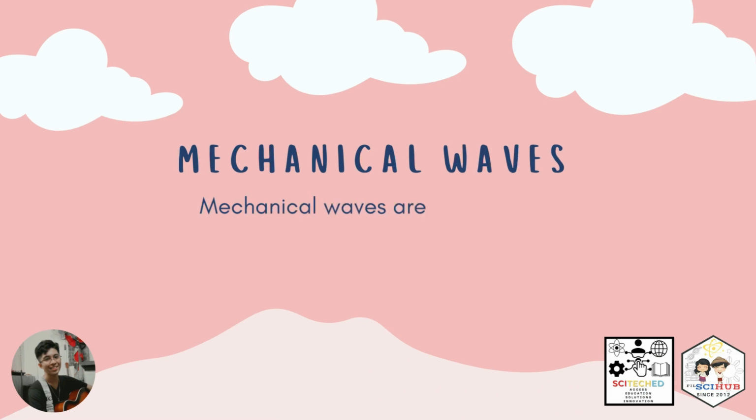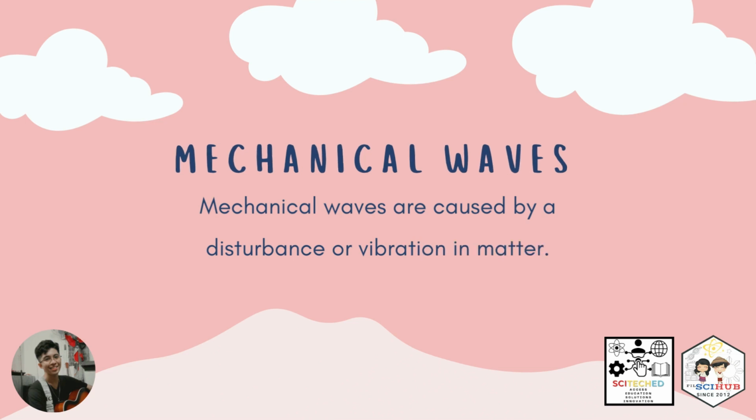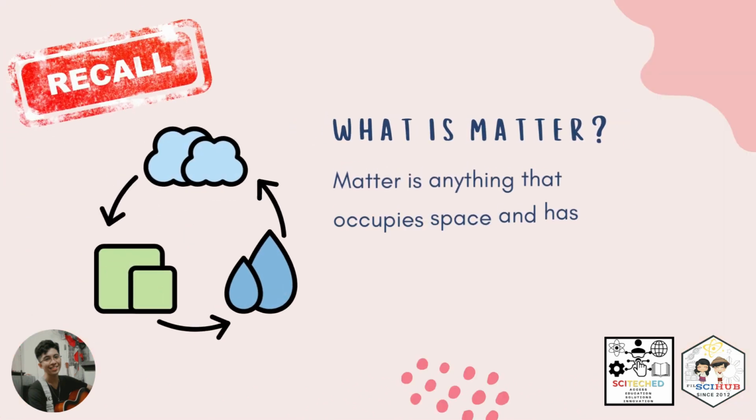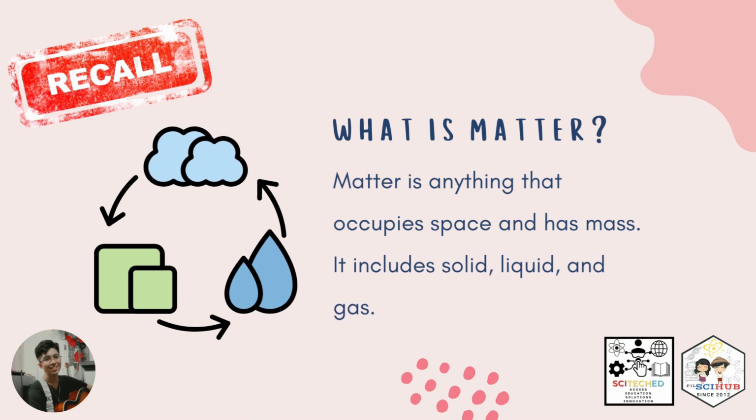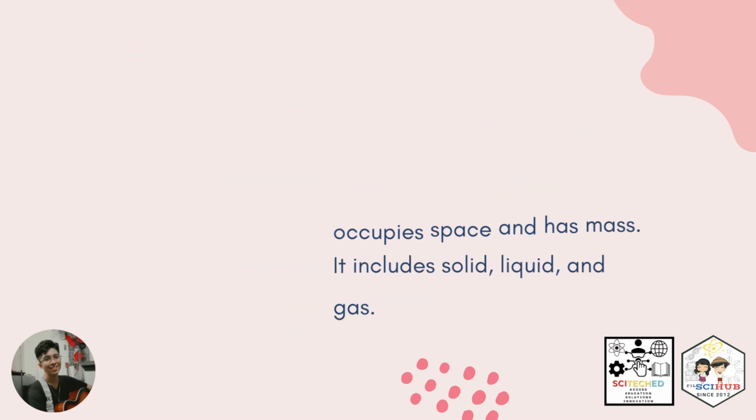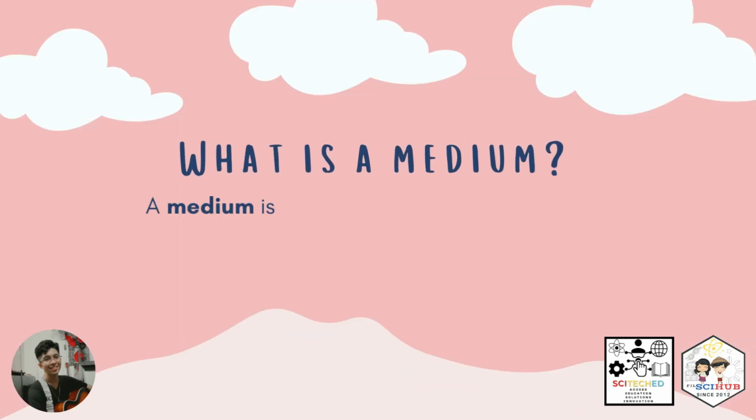Mechanical waves are caused by a disturbance or vibration in matter. Can you recall what matter is? Matter includes solid, liquid, and gas. We also have what we call plasma, but for now it's enough for us to understand that matter includes solid, liquid, and gas. And when we are talking about waves, we call that matter as medium. We change the word matter into medium when you're talking about waves.